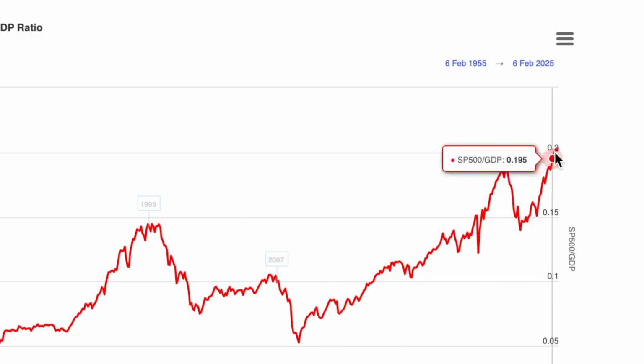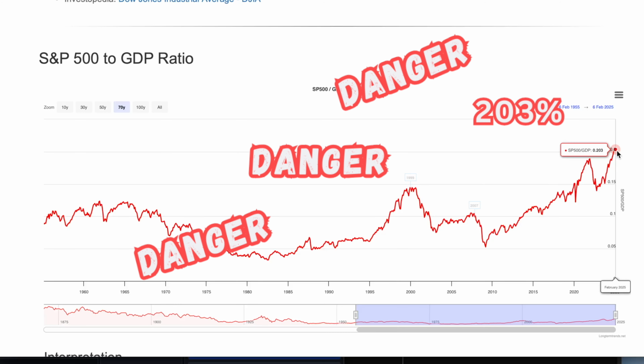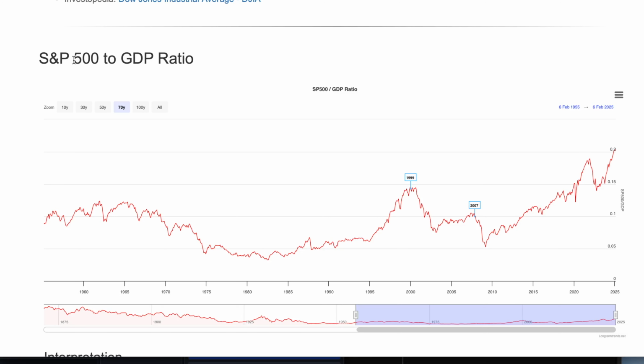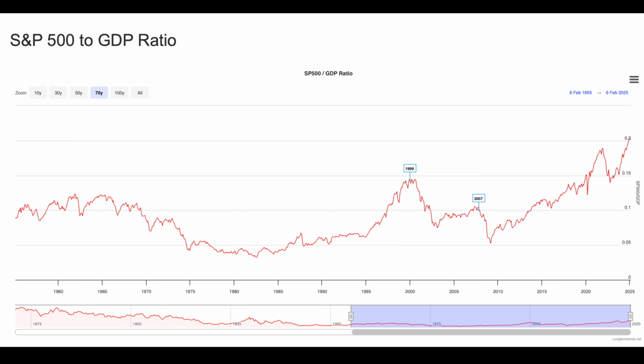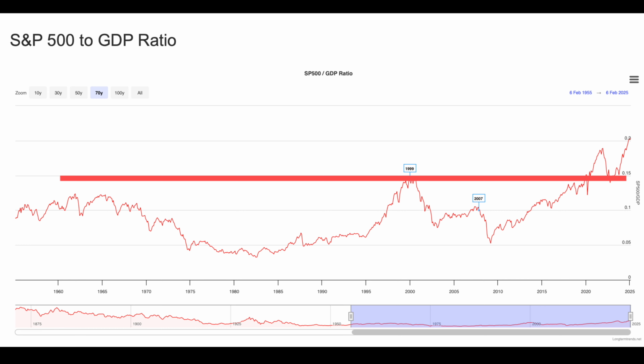And right now, the Buffett Indicator is hovering around 203%. We're using the S&P 500 as a proxy for the stock market. And that means the stock market is more than twice the size of the GDP. That means the stock market is more than twice the size of the US economy, meaning that the stock market is way more overvalued than the actual US economy. Historically, look at this, when the Buffett Indicator goes above 150%, we have seen massive crashes. Dot-com bubble, 2008. So does this mean a crash is coming?